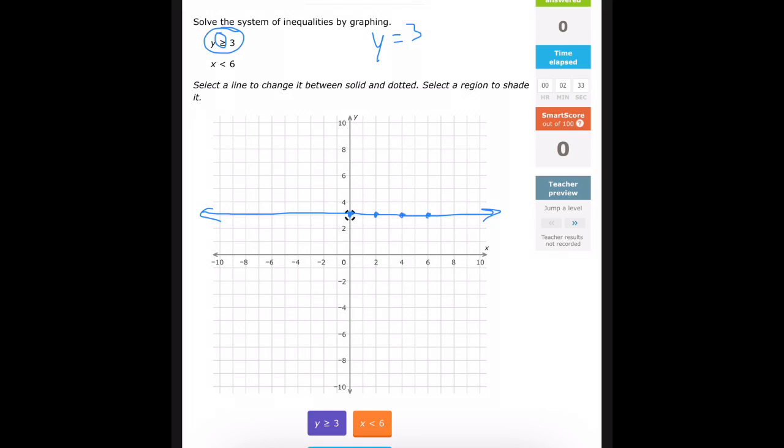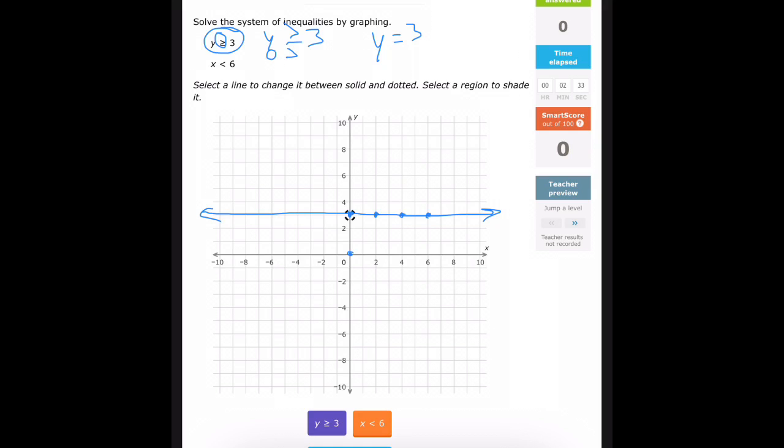Now the other part is we need to decide what side we shade on. Since we want it to be greater than or equal to 3, I'm going to choose a coordinate point. I'm going to choose this point right in the middle here, 0, 0. That's the easiest point as long as the line's not on that dot. And I'm going to plug 0 into this inequality. So y is greater than or equal to 3. I'm going to plug in 0 for y and 0 for x, but there just is no x here.